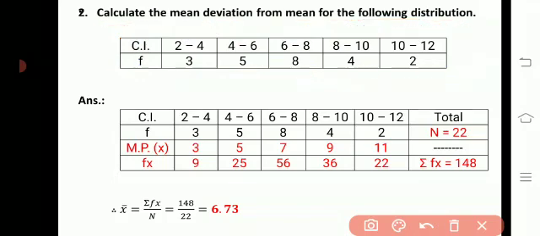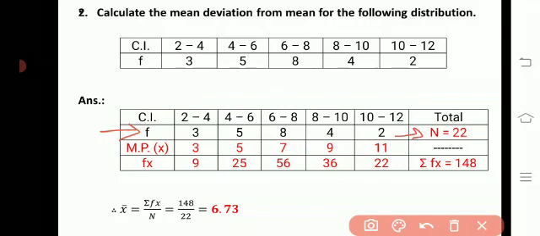Now for this data, first we have to find the arithmetic mean. First we will write class interval as it is, frequencies as it is, and then we have to find midpoints of these class intervals. We have the formula to calculate midpoint: lower limit plus upper limit divided by 2. For 2 to 4, that is 2 plus 4 divided by 2, 6 by 2 you will get 3. 4 plus 6 is 10, 10 by 2 you will get 5. Similarly, we will get other midpoints as 7, 9, 11. Also, we have to add the frequencies. 3 plus 5 plus 8 plus 4 plus 2, you will get capital N is equal to 22.